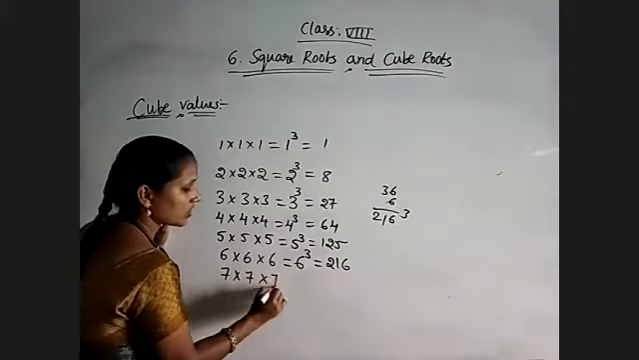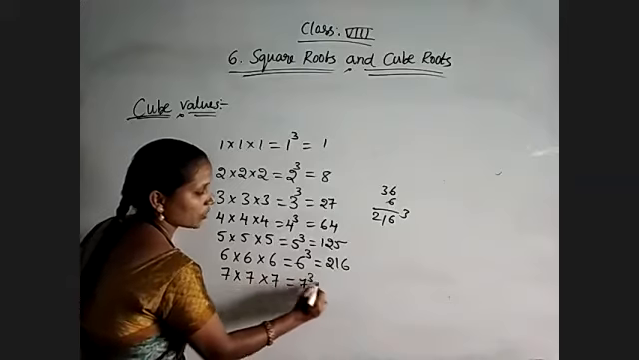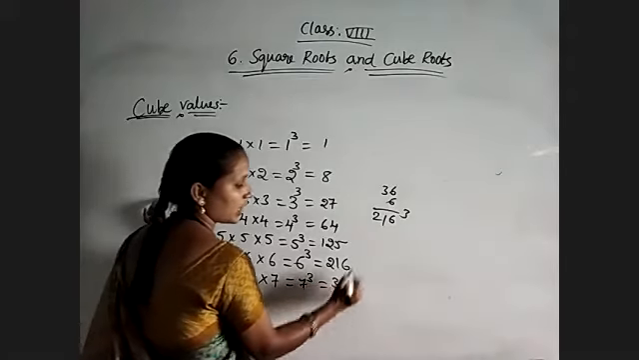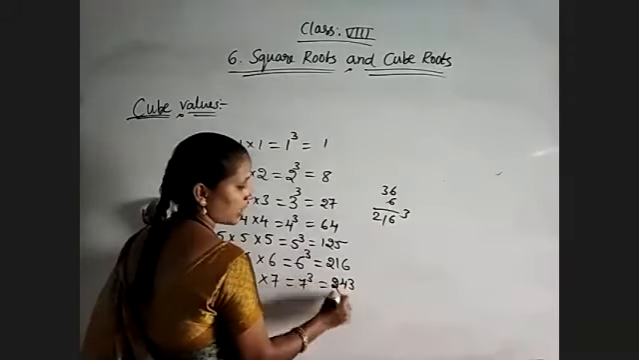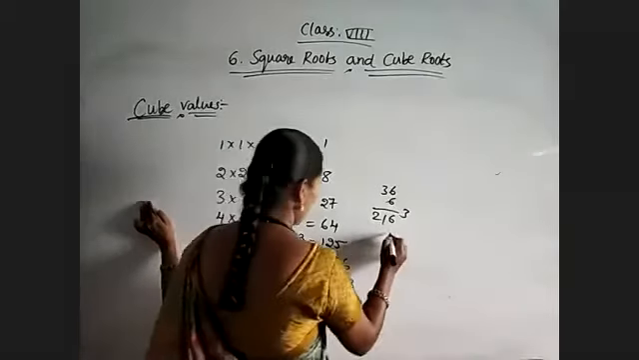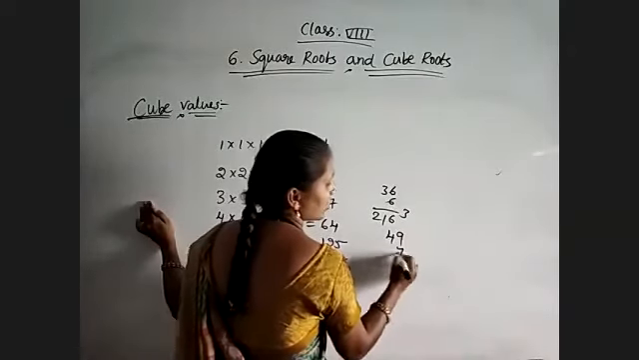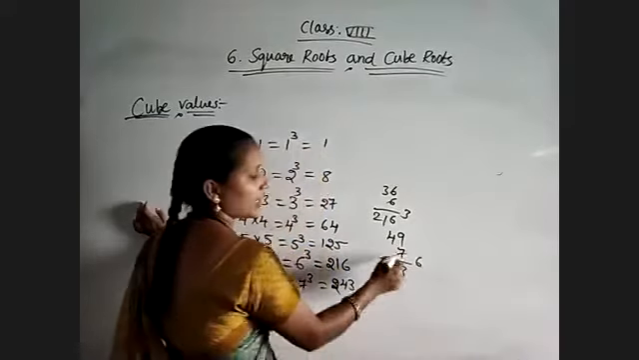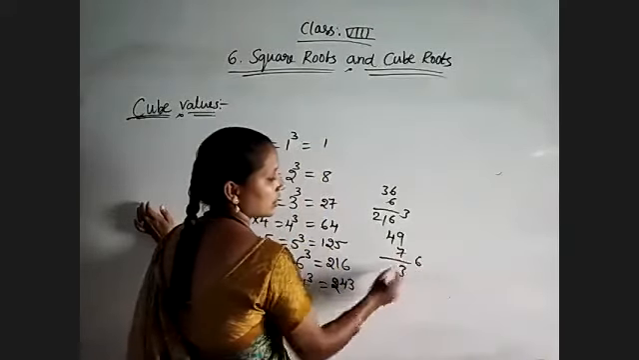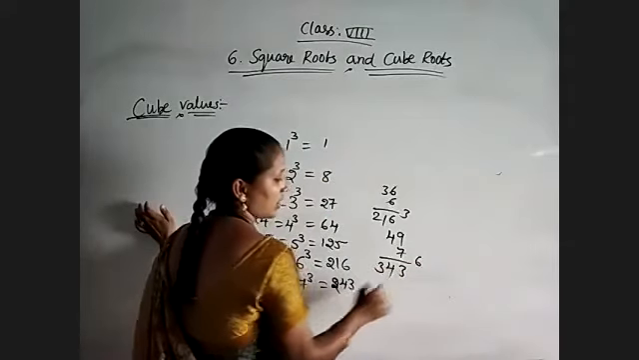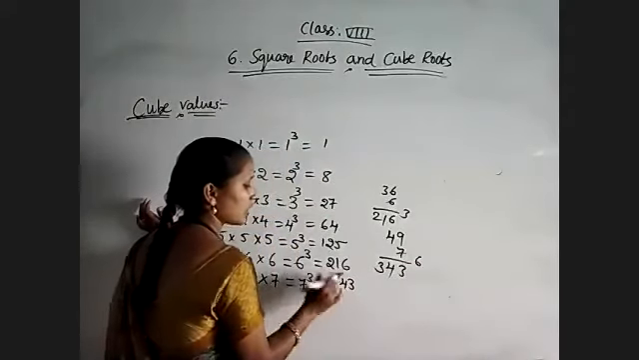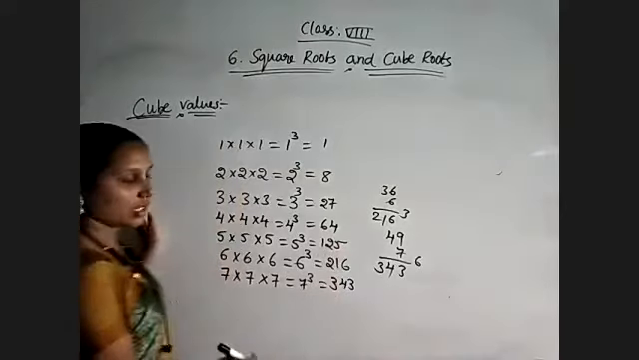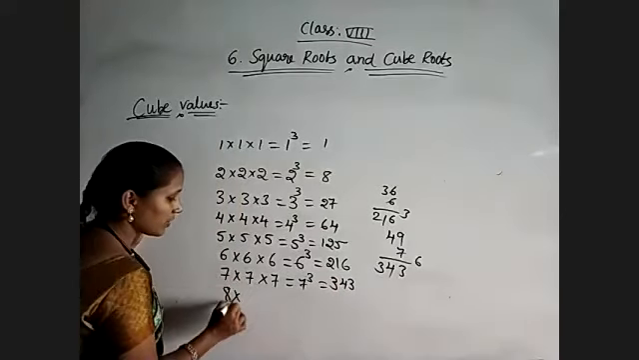7 into 7 into 7, it is equal to 7 cube. Maybe we will get 343. Sorry, 243. You will see. 7 7s are 49. 49 into 7. 7 9s are 63, 7 4s are 28. 28 plus 6 is 34. So 343. Okay. Then 8 cube we will see.